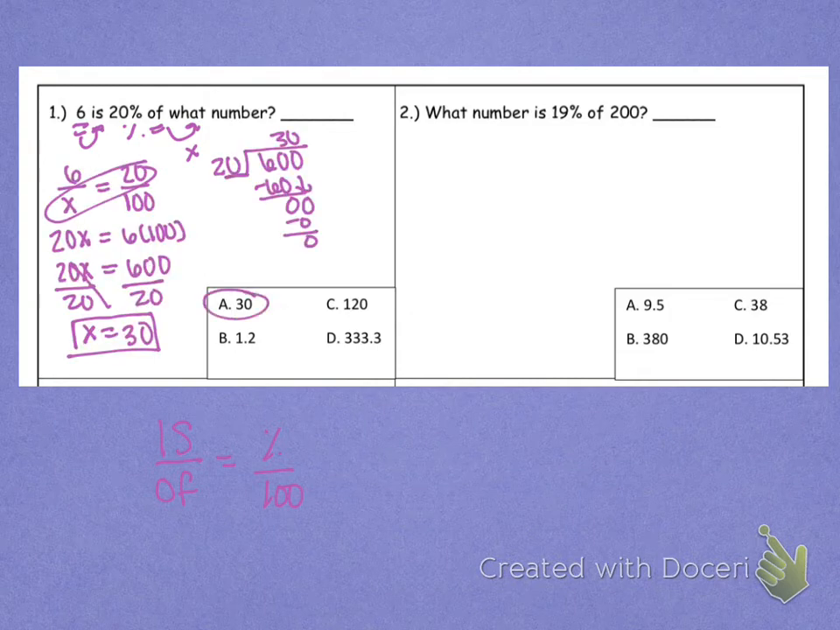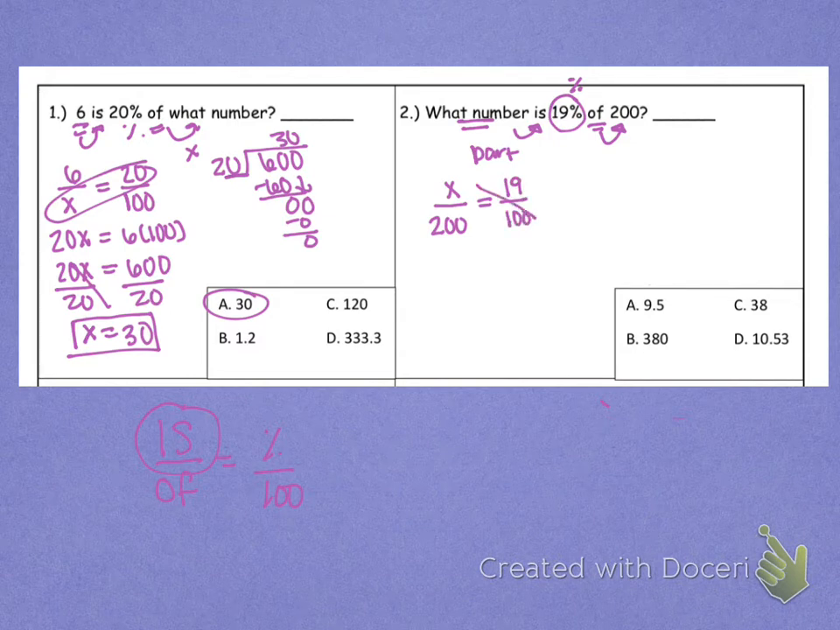Okay, so you should have gotten that x is 30. If you did not, you'll want to press pause and find your mistake and then continue on. Looking at number 2. Number 2 says what number is 19% of 200. So that's our part. 19%, of course, is our percent, and it says of 200, okay? So we need our part. So remember your part is your is, which is on top. So you have x over 200 equals 19 over 100.